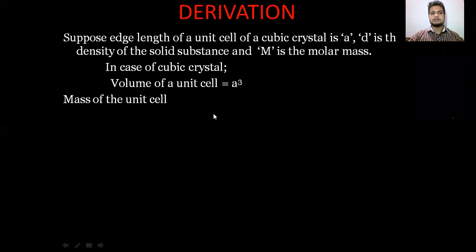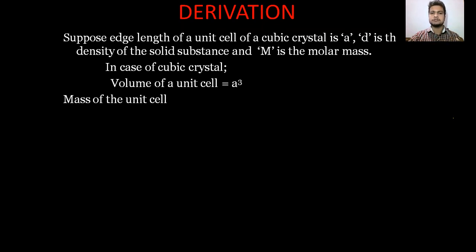Mass of the unit cell. So what will be the mass of the unit cell? Remember that a unit cell is made up of atoms. Depending upon the kind of unit cell, there are different numbers of atoms. In simple cubic, we have one. In body centered, we have 2 atoms per unit cell. In face centered, we have 4 atoms per unit cell. So it is the atoms that make up the unit cell. If I get the mass of one atom and multiply it by the number of atoms present in the unit cell, I'll get the mass of the total unit cell.